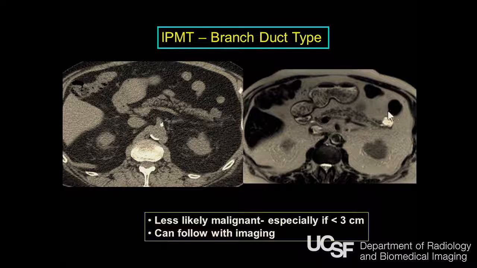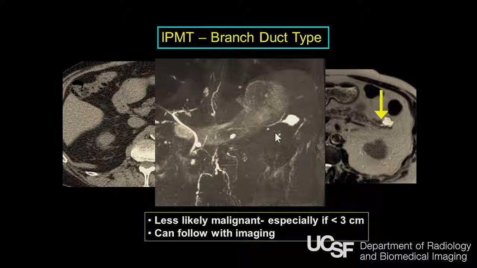The only other thing in the differential would be potentially a pseudocyst, remembering that a pseudocyst forms from rupture of a pancreatic duct. As a reminder, the branch duct type is less likely malignant, and in particular, size here does count, so if it's less than 3 centimeters, these are lesions that you can actually follow up, preferably with MR.